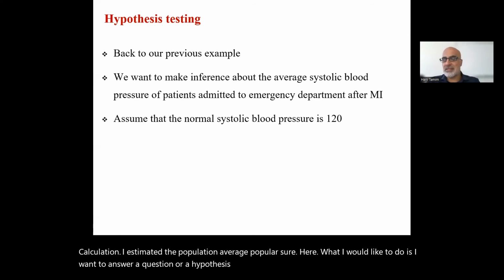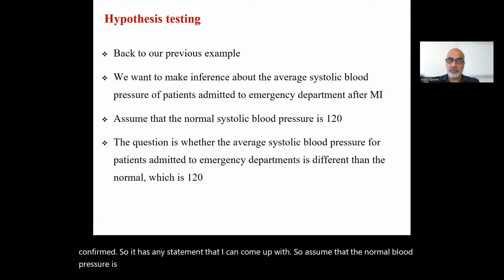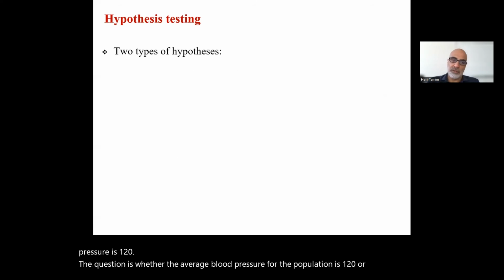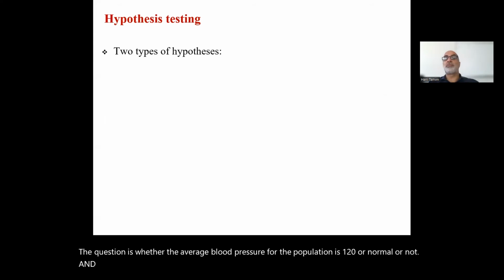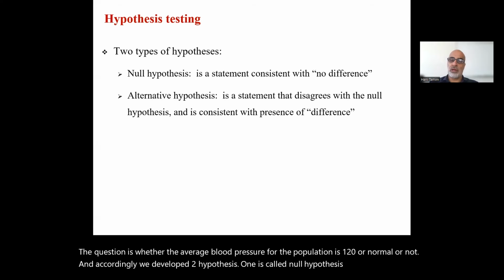And the hypothesis is a statement that's not confirmed. So it is any statement that I can come up with. So assume that the normal blood pressure is 120. The question is whether the average blood pressure of the population is 120, or normal, or not. And accordingly, we developed two hypotheses. One is called the null hypothesis, and one is called the alternative hypothesis.